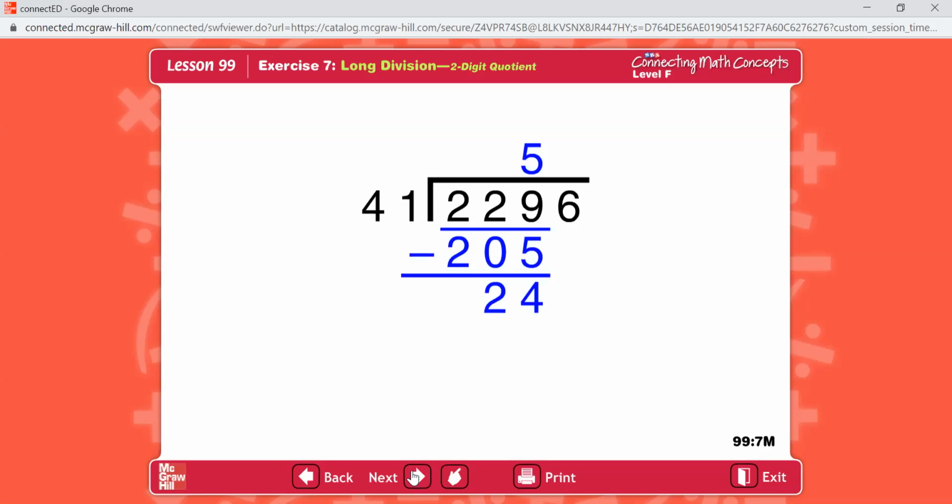Here's what you should have. The first digit of the answer is 5. The remainder is 24. Work the problem for the second digit of the answer. Pause the video now, resume when you're ready to check. You brought down 6 and worked the problem 246 divided by 41. The answer is 6 with no remainder. The answer to this problem is 56.